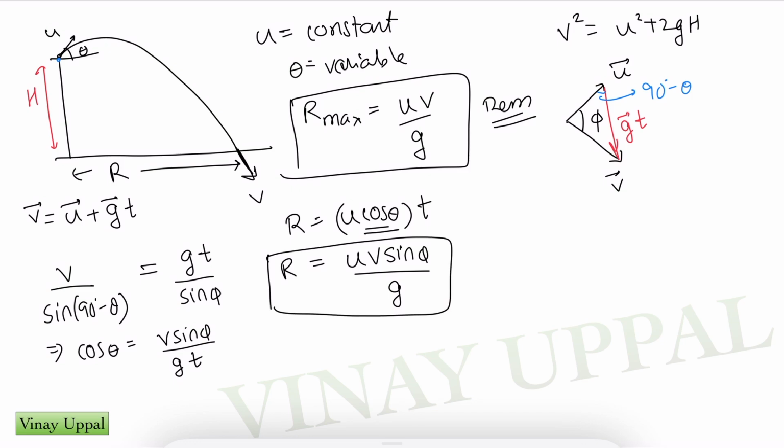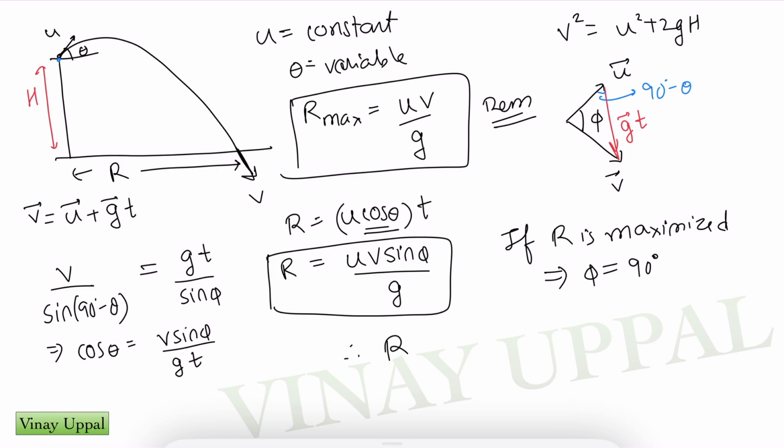So this is actually a very neat expression for range, uv sine phi by g, where phi is, remember, the angle between the initial velocity vector and final velocity vector. Okay, now it should be very obvious. If range is maximum, what will be the value of phi? 90 degrees, and that's it.